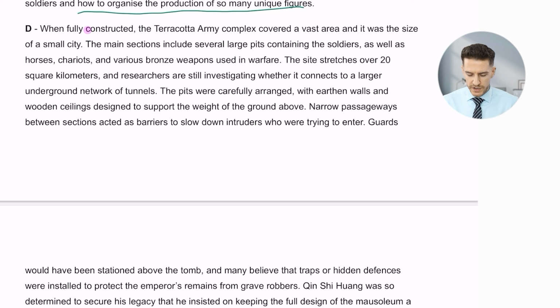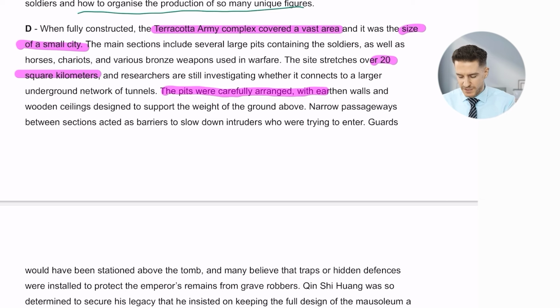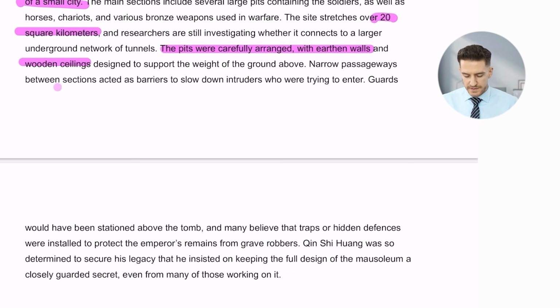Here it is. So when fully constructed, the Terracotta Army had a vast area, so a very big area. It was the size of a small city, so it's saying it's very, very big. The main sections included horses. The site stretches over 20 square kilometers. So again, it's focusing on the size again. And researchers are still investigating whether it connects. The pits were carefully arranged. Okay, so maybe this could be about the features. Narrow passageways between sections acted as barriers, okay, to slow down intruders. So maybe this is about security.